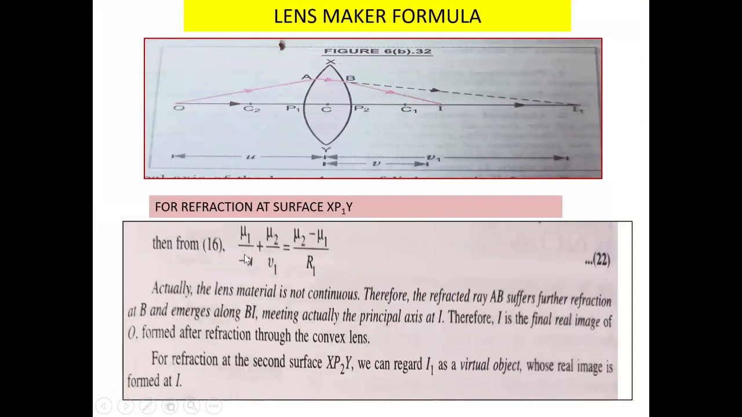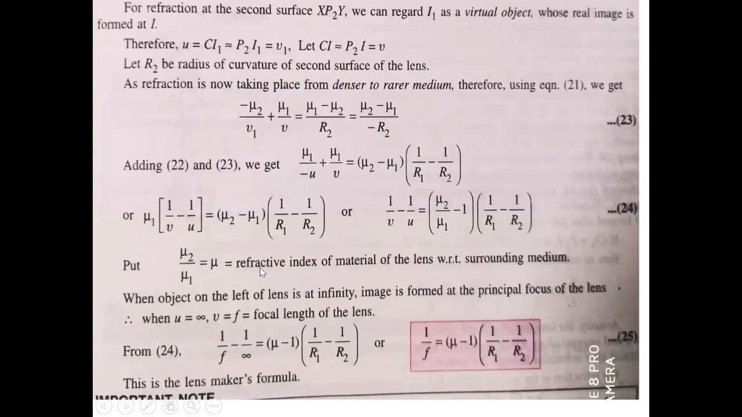Correct? So mu2, the object distance for the second surface is v1. Am I correct? Yes, ma'am. Yeah, v1. So here we get mu minus mu2 by v1 plus mu1 by final image formed at v. Previously we got mu2 minus mu1, now here mu1 minus mu2 by r2. So, conveniently changing it to mu2 minus mu1 by minus r2, when you add the two equations, you will get the lens maker formula.